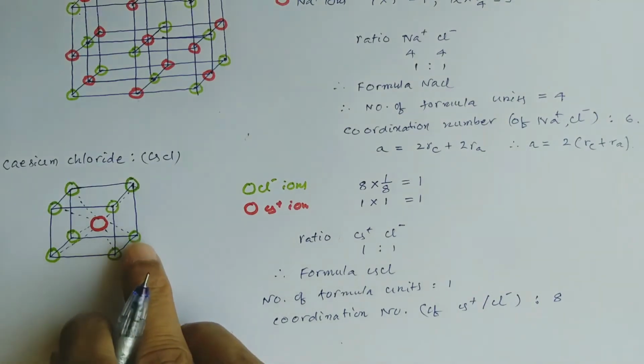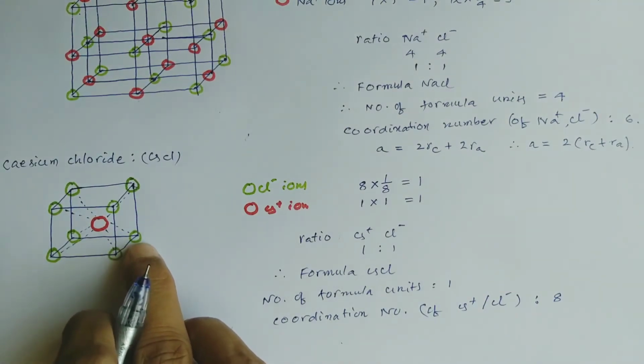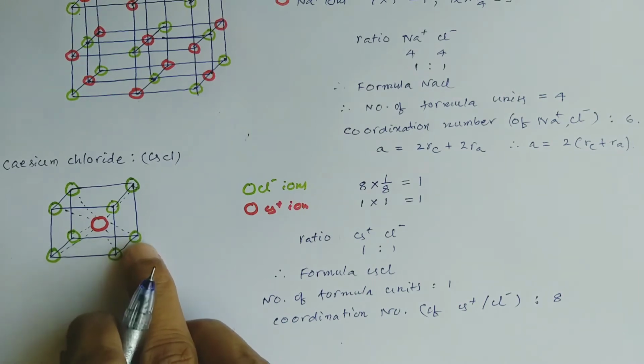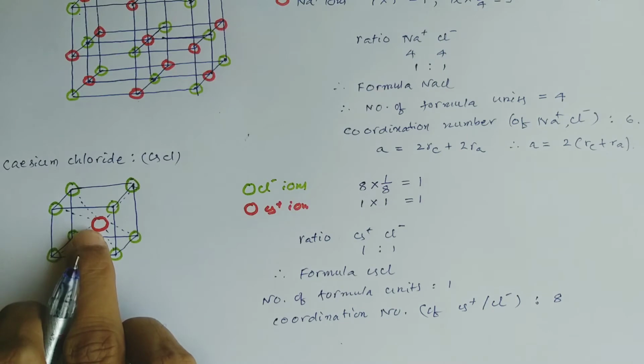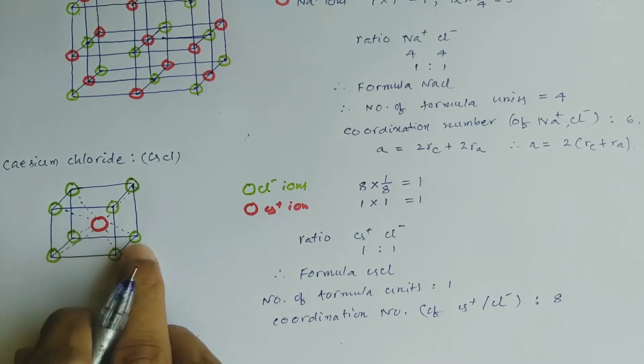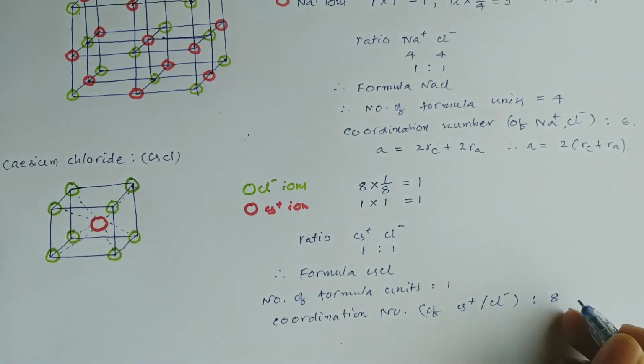Similarly, if you take each Cl minus ion, that is also surrounded by 8 cesium ions. Even though one Cs plus ion is visible here, in fact each Cl minus is surrounded by 8 cesium ions because this is present in the corner. And how many unit cells share the corner? 8 unit cells. So that is why the coordination number of even Cl minus is also 8, right?